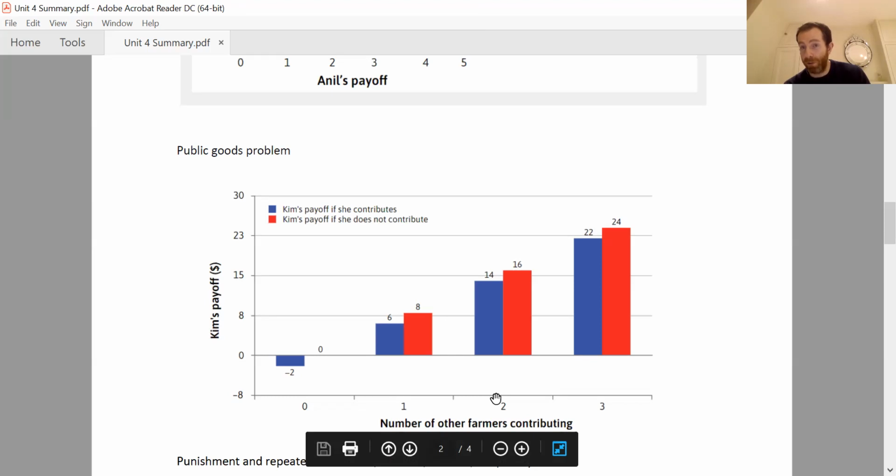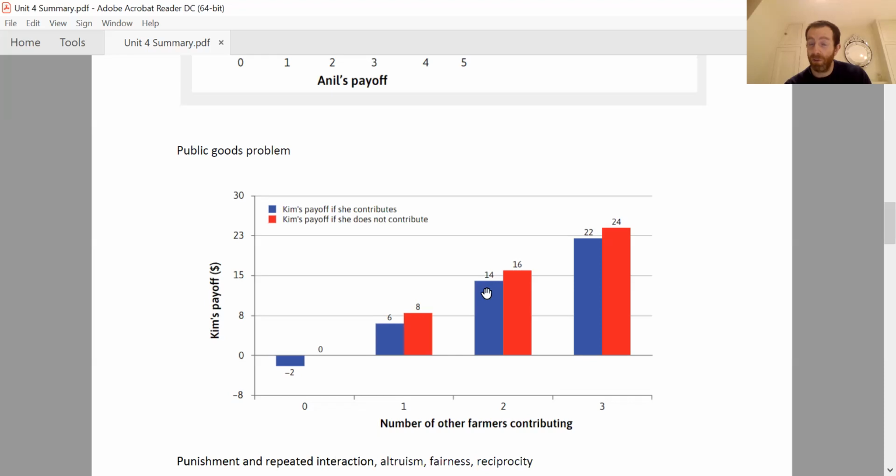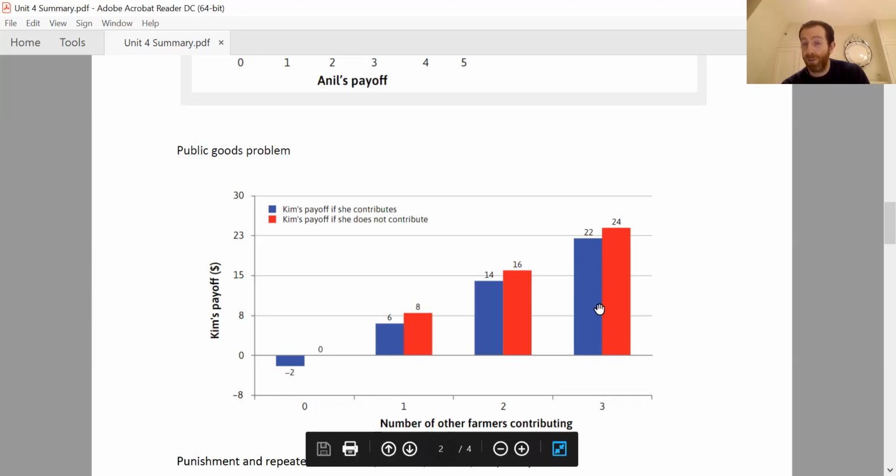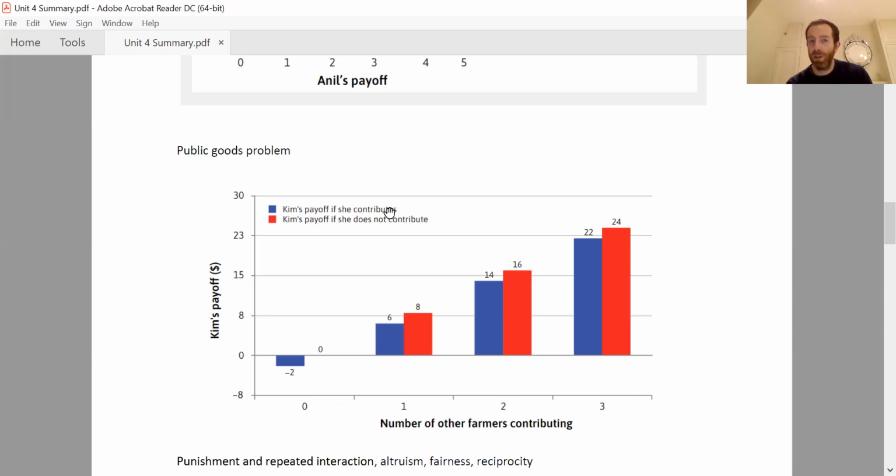Then we go to 2 farmers contributing, and we're in the same scenario. If Kim does contribute, she gets 14. If she doesn't, she gets 16. 16 is better than 14. If she's being selfish, her rational response is not to contribute. And we get the same thing if we have 3 other farmers contributing. So regardless of what the other farmers do, if she's being selfish, Kim has a dominant strategy here. If she has a choice between contributing and not contributing, the dominant strategy is to not contribute.